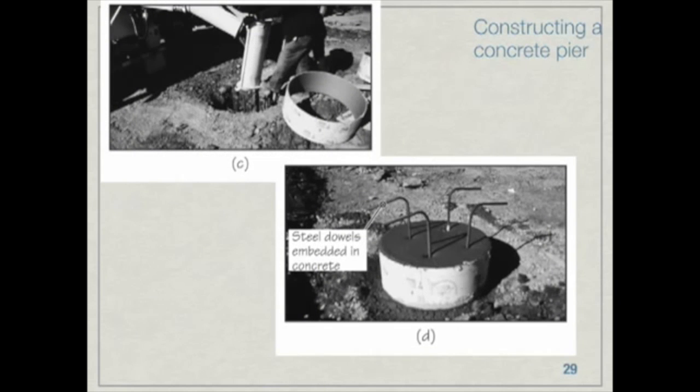Then here, the photo on the left shows that the concrete is being placed into the pier hole through the chute coming off the concrete truck. And then finally, steel dowels are being placed in the pier just before concreting is finished. Now, if this pier were going to be supporting a wood or a steel column, for instance, then steel anchor bolts would have been used in place of these dowels.